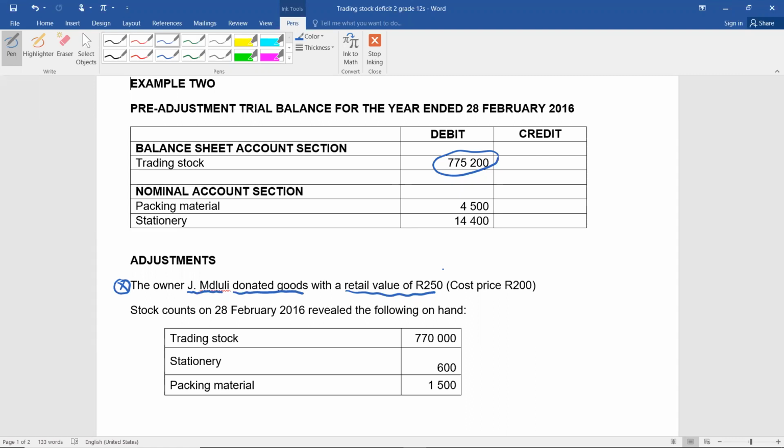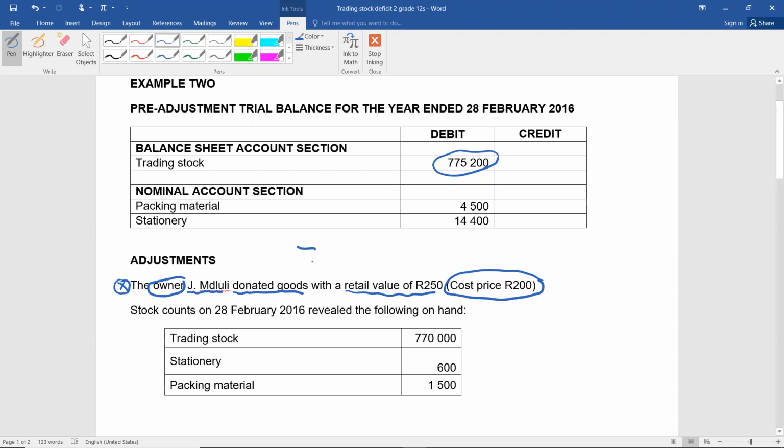Now, I think the next person after Milena was Saki. No, it was Mulif. Yes. The cost price of goods that were donated by the owner of the business. So the owner could donate those goods. What will that do to the trading stock amount we have in the trial balance? It will decrease it.